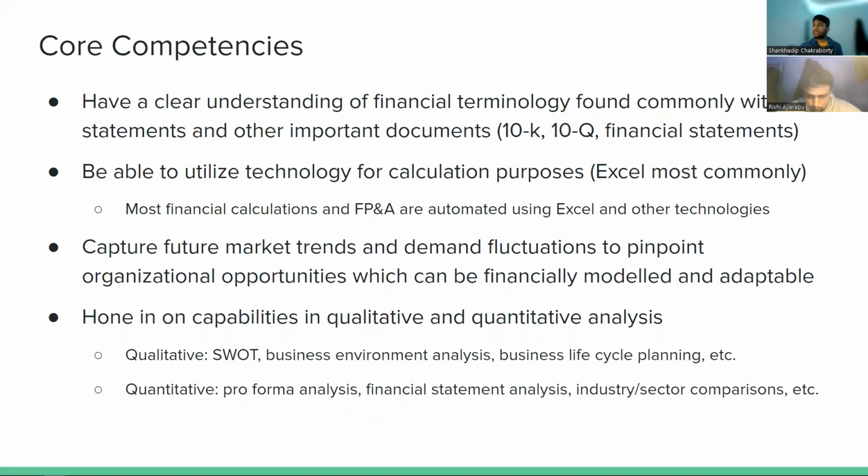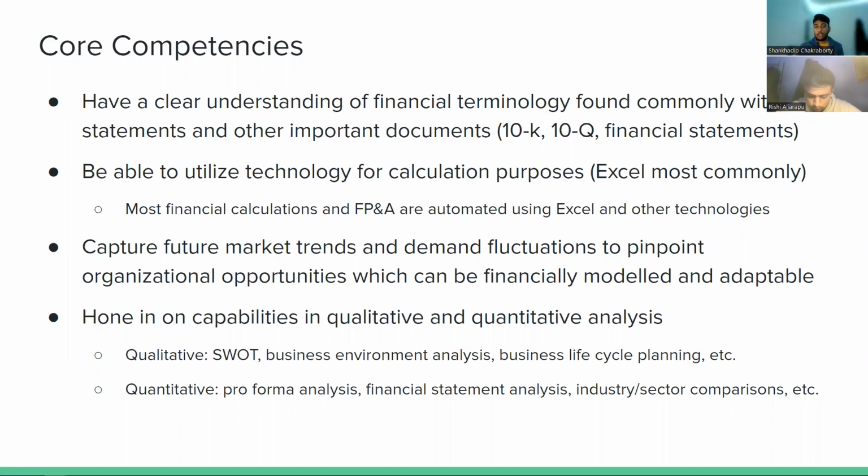So some core competencies. The first bullet point: a clear understanding of financial terminology found commonly within income statements and other important documents. So when someone's saying COGS, you should know right out of the gate, cost of goods sold. When you hear SG&A, selling, general, and administrative expenses. That's your overhead, basically. So when you hear these abbreviations, these acronyms, you should be able to understand what they are, because they're so commonly found within financial statements and other aspects of business and finance.